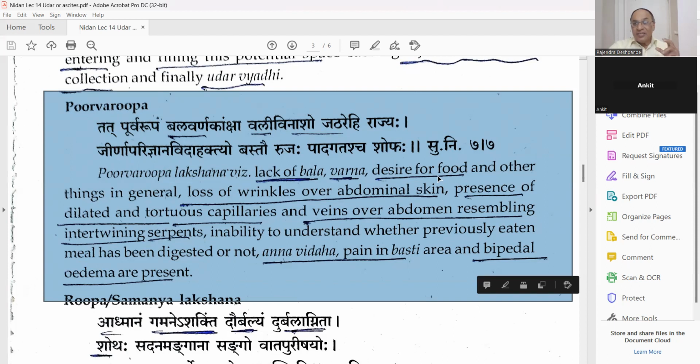Along with that, desire for food and other things in general will be affected. See, here there is a lack of bala, lack of varna, and lack of desire for food. Don't get confused: this word lack is attached to bala, to varna, and to desire for food. Are you getting my point? Pururupam balavarna kamsha, this will be lost. Desire for food, there is an anorexia. Please write down anorexia.